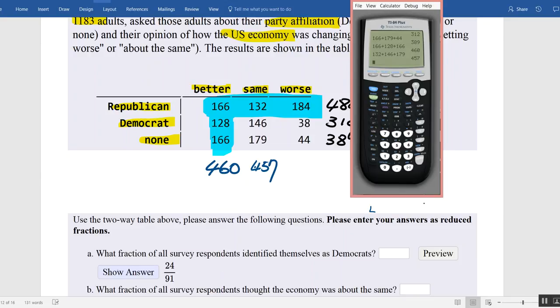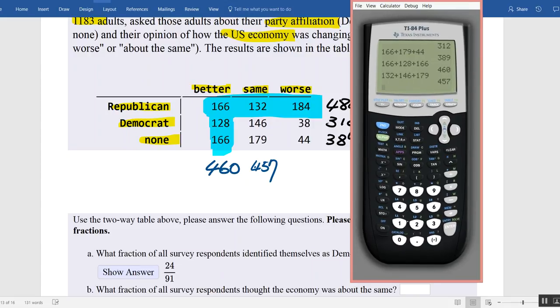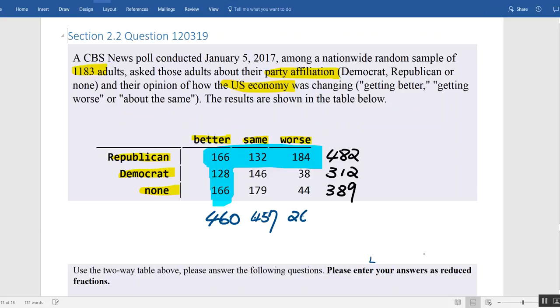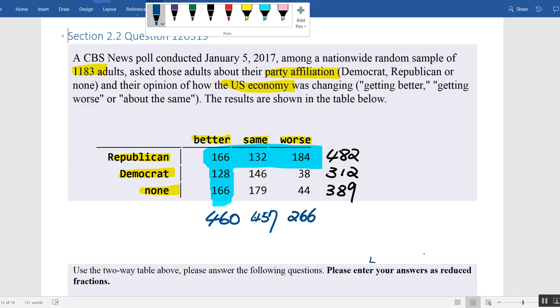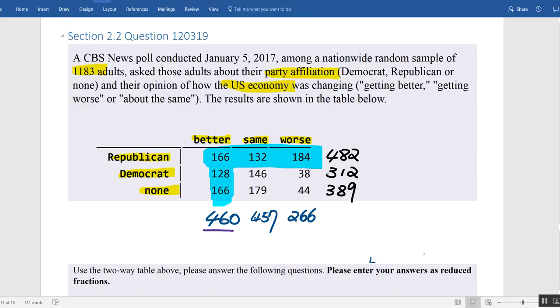Now the last one, how many people think the economy is getting worse? 84 plus 39 plus 44. 266. And you could verify with your calculator. When I sum 460, 457, 266, I should have my sample size, 1183. Or alternatively, if I sum 482, 312, and 389, I should also have my sample size. So that is the two-way table.